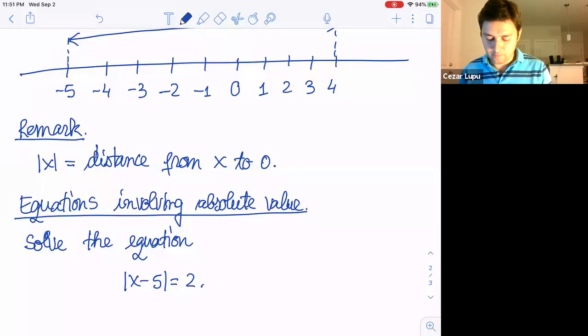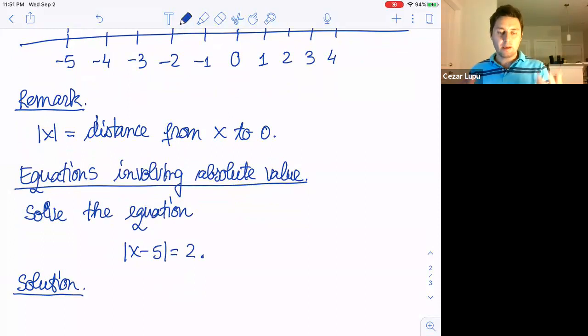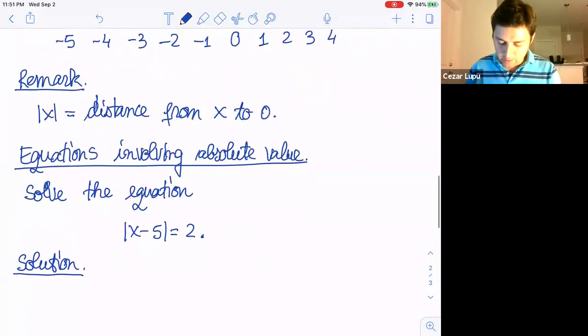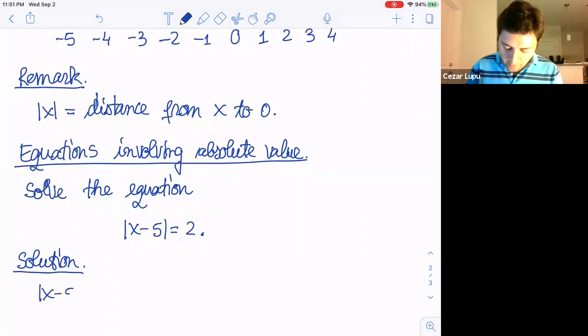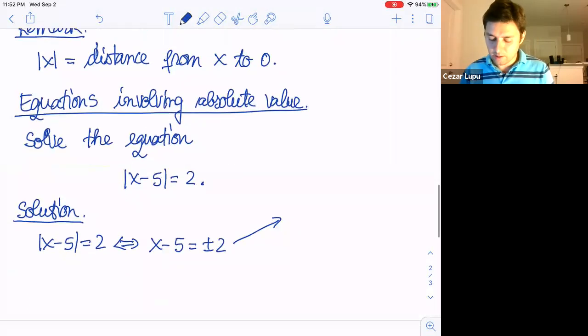According to the definition, this implies nothing else than just that the quantity inside the absolute value can be the same or with negative. In other words, x minus 5 in absolute value equals 2. This is equivalent to saying that x minus 5 is equal to plus or minus 2. And if you solve this, you have two equations here. The first one is x minus 5 equals 2, and the second one is x minus 5 equals negative 2.